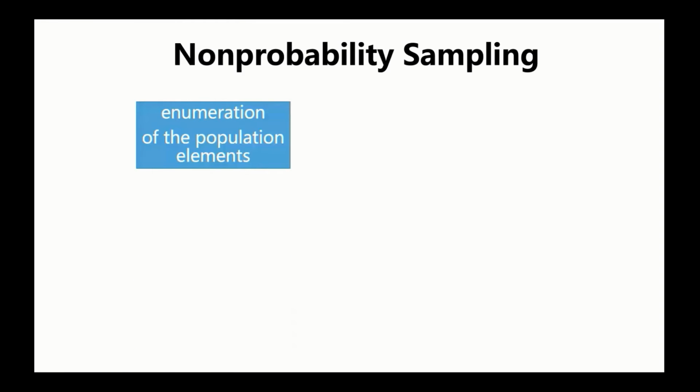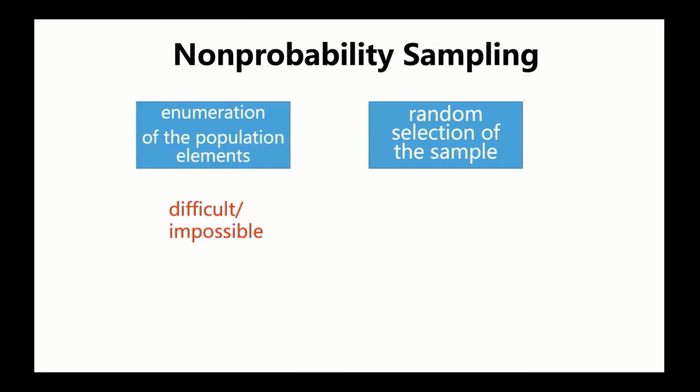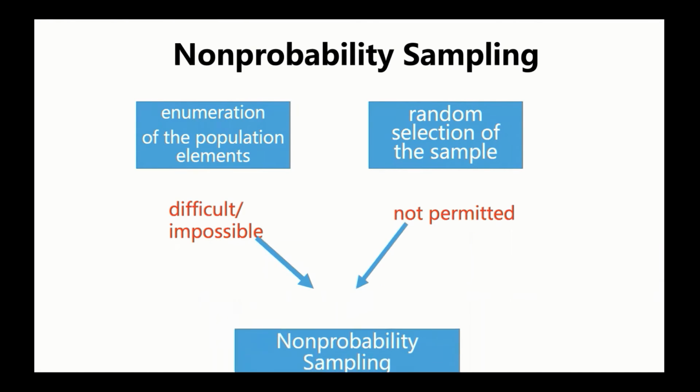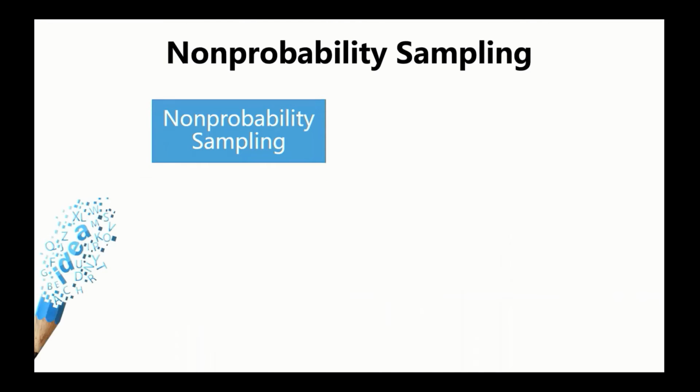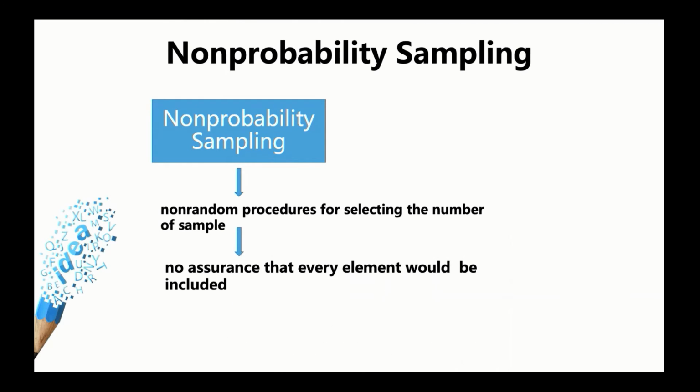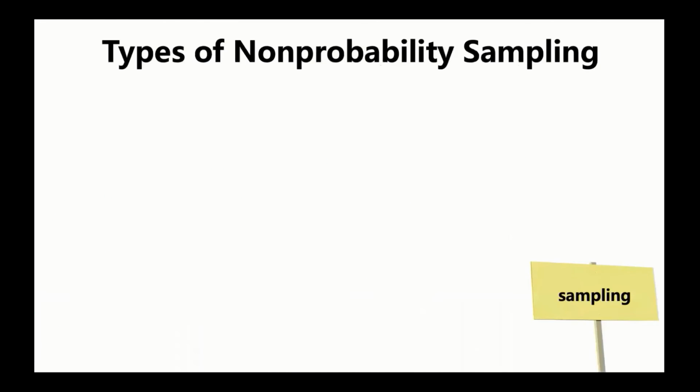So I will just start from non-probability sampling. Because enumeration of the population elements is difficult or impossible, and random selection of the sample is not permitted for the researchers, under such circumstances we have to use non-probability sampling. Non-probability sampling just involves non-random procedures for selecting the members of the sample. So there's no assurance that every element would be included. However, the advantages of non-probability sampling are convenience and economy.